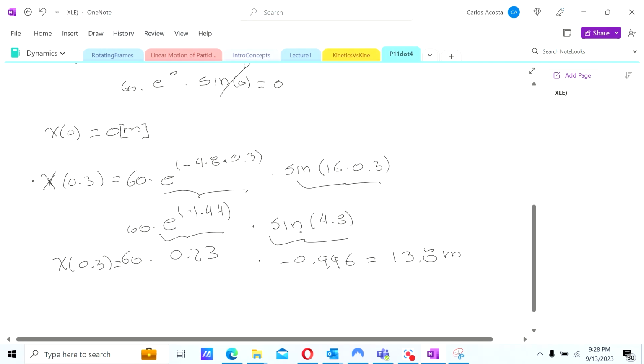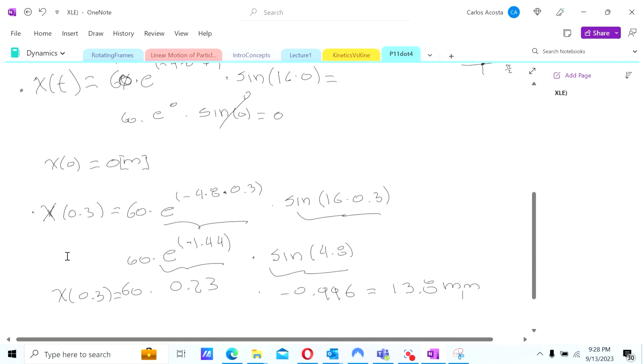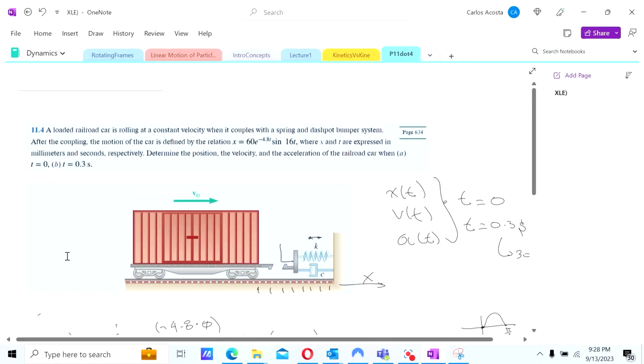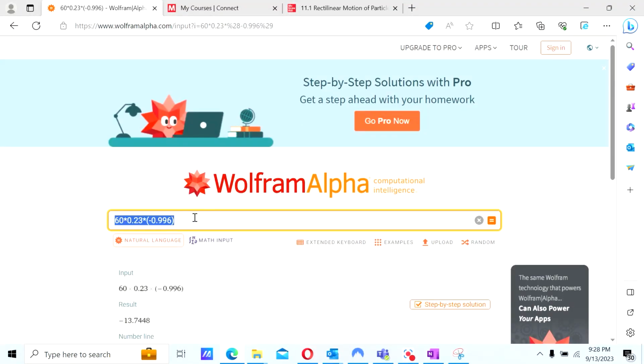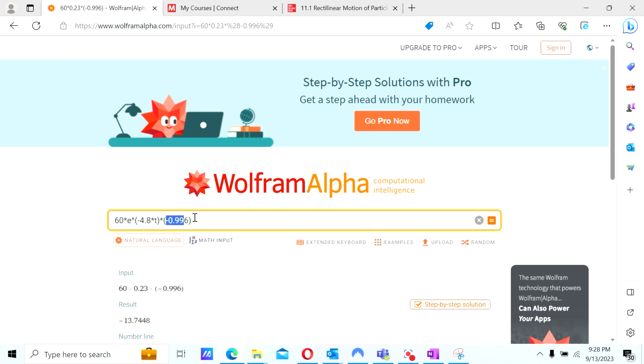Okay, so 14 millimeters or 13.8 millimeters. Okay, good. So we have the distance at 0 and at 0.3. All right, so now I'm curious, what does this function look like? So we're gonna say 60 times e to the parentheses negative 4.8 times t, and this is sine of 16 times t.